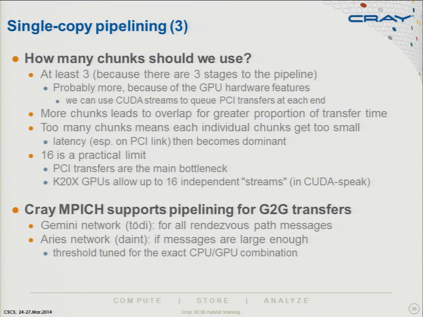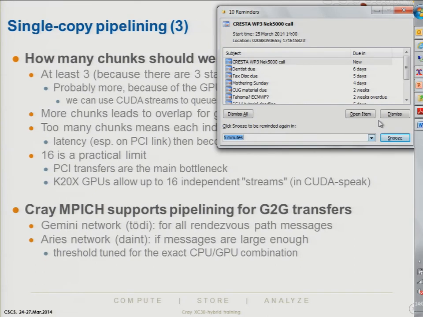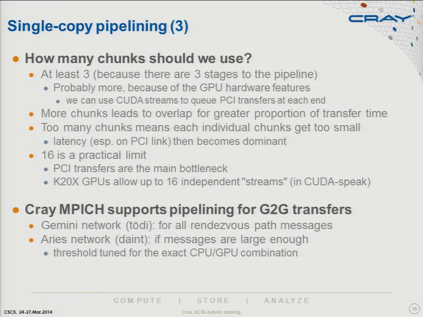So when are these used? If you're working on XK with the Gemini network, all rendezvous path messages will go this way. So all the larger messages are done in this way. On the Aries network, it may or may not use the pipelining. Because the network is much faster, and because of the different network characteristics, in some cases it actually isn't quicker to split it into chunks. It may sound like it is, but it's not. So there is a decision within the silicon of the Aries network as to exactly how this goes. This is not something you go in and tune yourself. This isn't application dependent. This is just the characteristics of the network. It's been tuned by Cray. You don't worry about it.